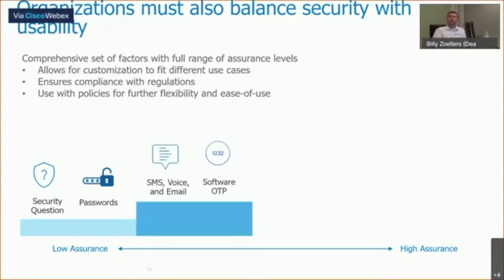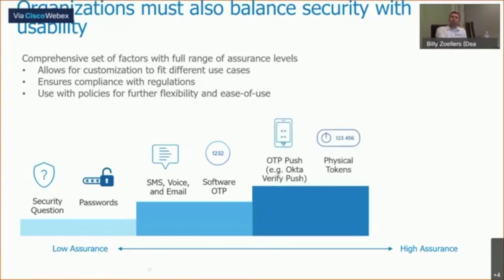As we move up this assurance spectrum, we're starting to look at factors like SMS, voice, and software one-time passwords to give us an additional level of security. So we're adding the something you have case. The prevalence of users with mobile phones has driven this cost way down because we can piggyback off those mobile phones to provide this second step up beyond passwords. So these are good options.